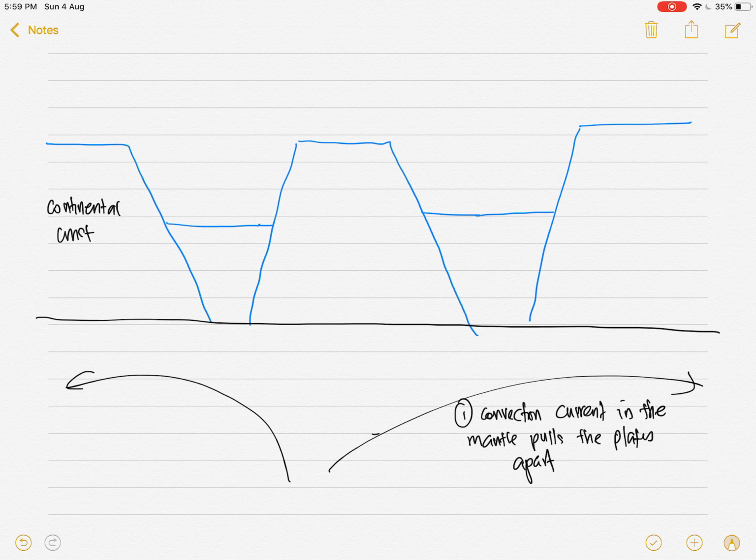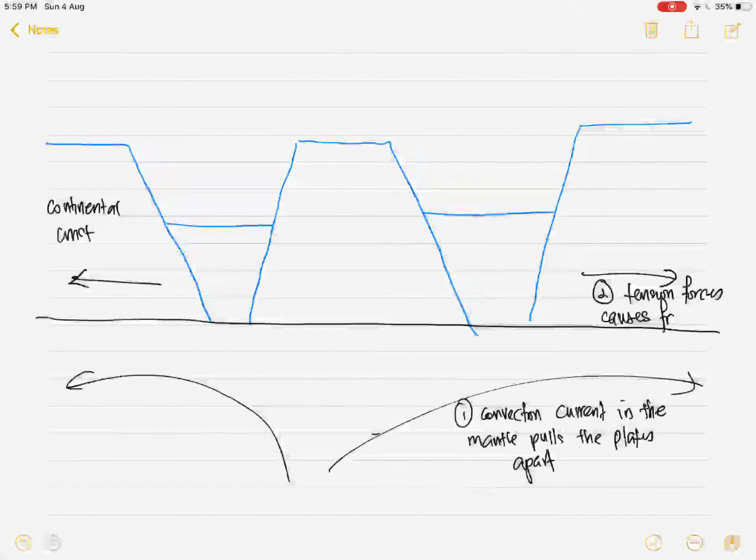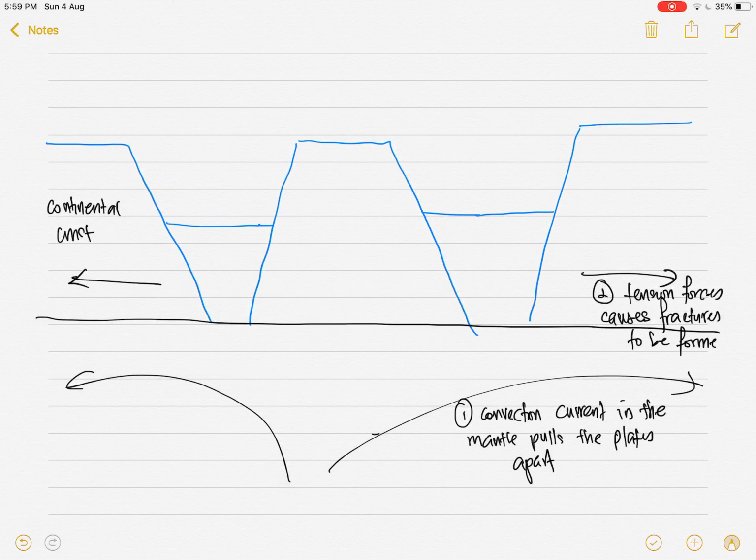As it pulls the plate apart, one thing that happens is tension forces. And in this case, causes fractures or cracks to be formed. Now because of this fracture, eventually they connect to form one sliding plane. This is now called a fault line. Good to just label. Now because of this tension forces and the fault line, this part goes down.